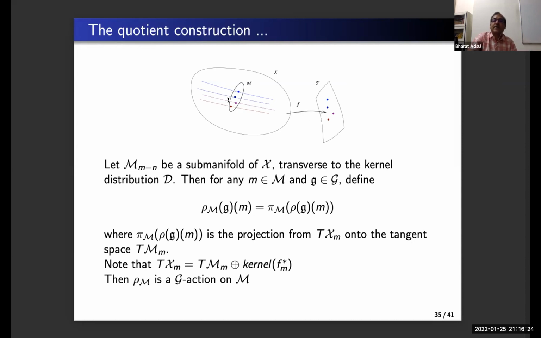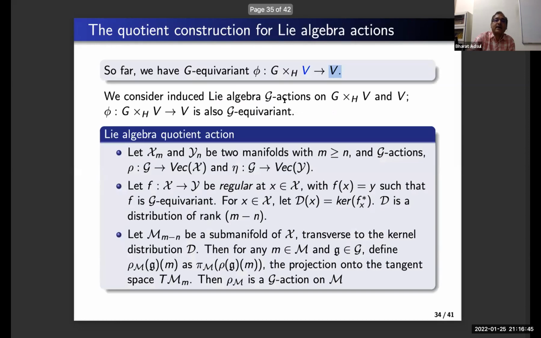essentially along the fiber and transverse to the fiber. So along M and then along the fiber. Then you look at the component along M, and it turns out that this is actually a valid Lie algebra action on M. So there is this very nice generic quotient construction, and this is what we would like to apply to this setting, provided we have these nice properties.